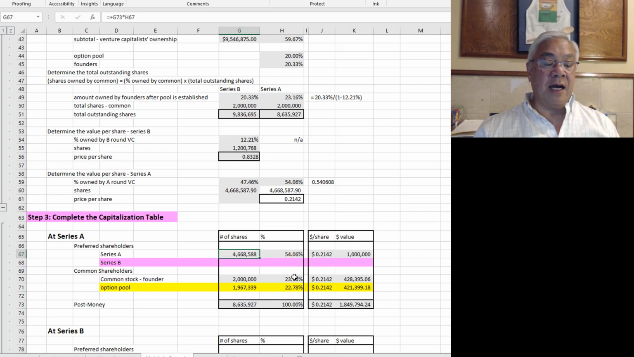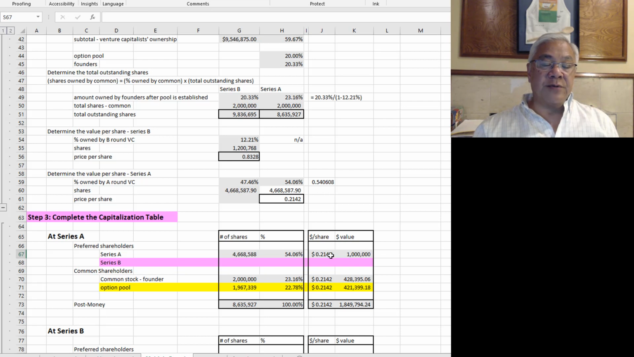The common stock, we know this 2 million, that's been the same all the way through. And then the option pool, notice, is bigger than 20%. Why? Because in Series B, we're going to dilute that down to 20%. So we have to have it a little bit higher than 20% during Series A, so that as it goes to Series B, it drops down to 20%.